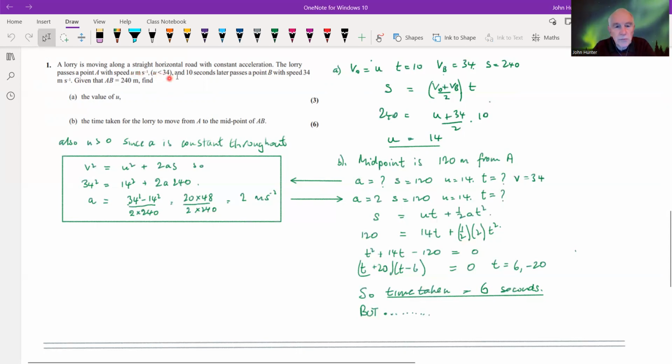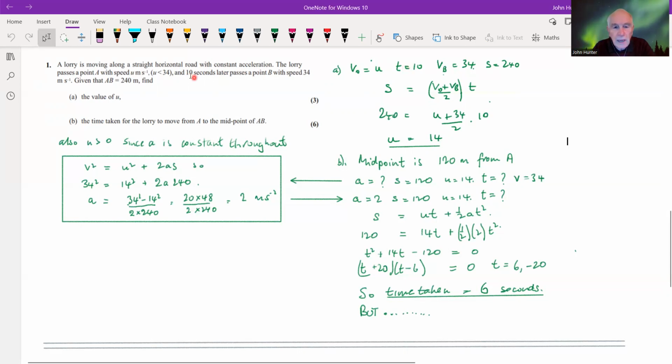And u is less than 34, and 34 seconds later, it passes point B with speed 34. Given that that distance is 240 meters, find the value of u. Okay, so what we're saying is the initial velocity is equal to u.